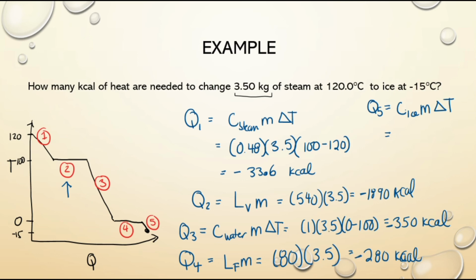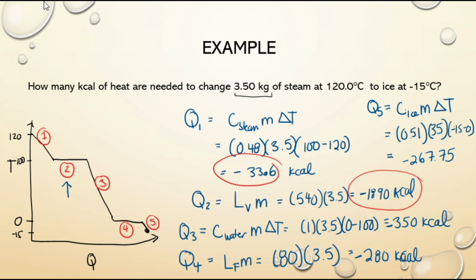All right, specific heat of ice is 0.51 kcal per kilogram, and we are going to do 3.5, and our change in temperature is going to be starting at 0, going to minus 15, so minus 15 minus 0. That will give us negative 267.75.